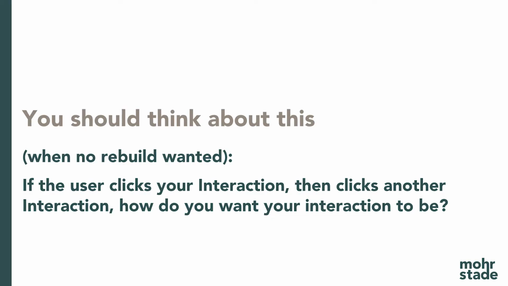So if a user clicks on a row to filter it, I do not want him to wait a couple of seconds. And in my case, because I did not want to rebuild, if the user clicks your interaction, then clicks another interaction, how do you want your interaction to be then? This is very specific, and maybe I didn't write this question very well, but if I do not want to re-render my visualization right after the interaction, and then the user clicks another interaction on another visualization, I have to re-render my chart. So I have to consider this case.